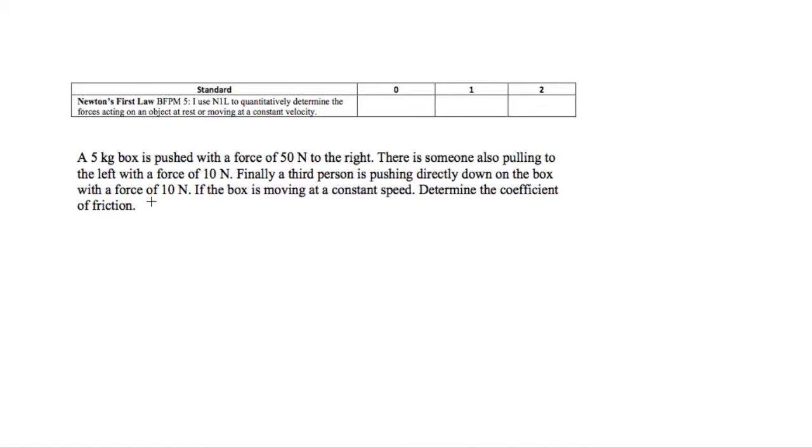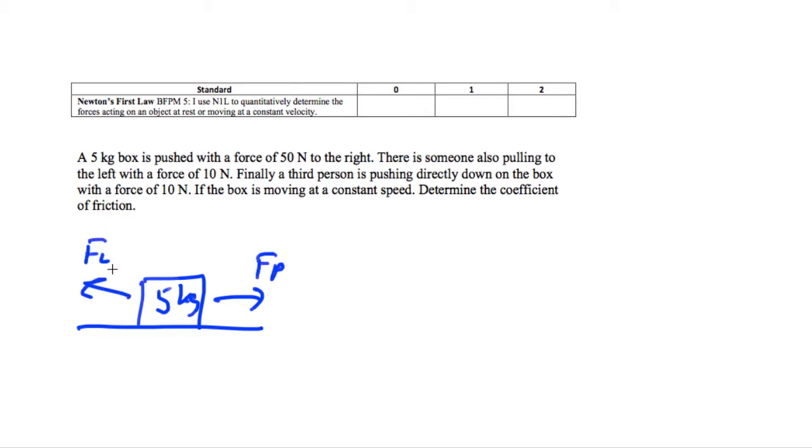Let's go ahead and actually, when we get a problem like this, I like to sketch it out before doing anything. So we have this 5 kilogram box. We're going to push it to the right with 50 newtons. Somebody pulling to the left, so we'll call that FL. There's also somebody pushing down, so we'll call that downward force. And then we have a friction force going to the left.